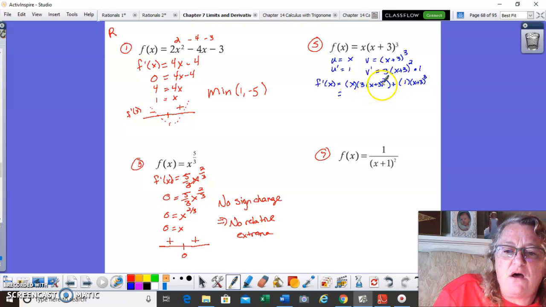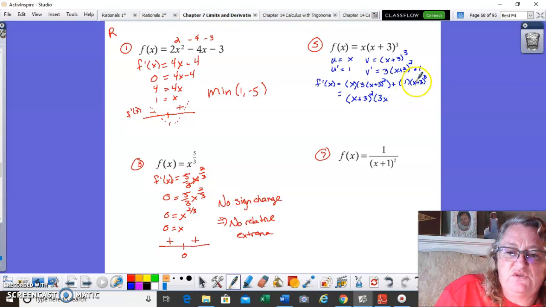Okay, but I also see that I have an (x + 3)^2 in both of these. So that is a common factor, so I'm going to pull that out. (x + 3)^2. When I pull that out of here, all I'm left with on this one is a 3x.